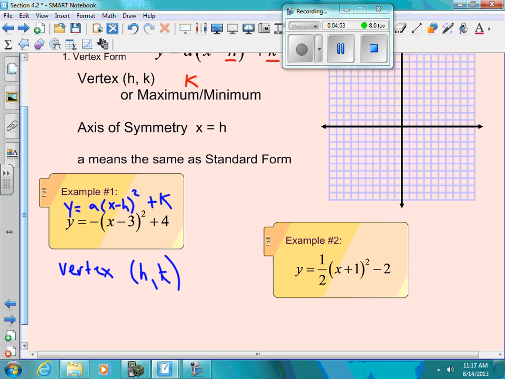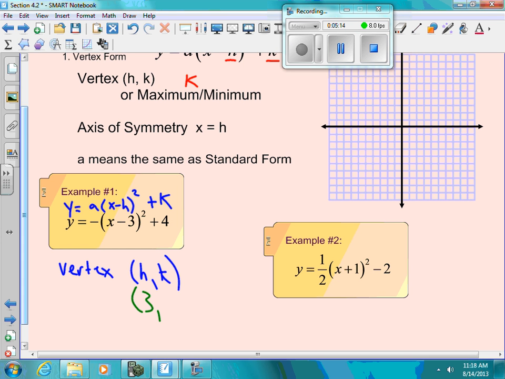So x minus 3 makes h a positive 3. Okay, so you want to also think about h. What would make x minus 3 be 0? If I put positive 3 in, 3 minus 3, that's 0. That means 3 is h. If I put a negative 3 in, that'll be negative 6. Won't work.